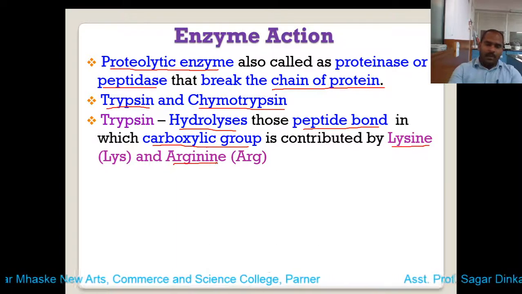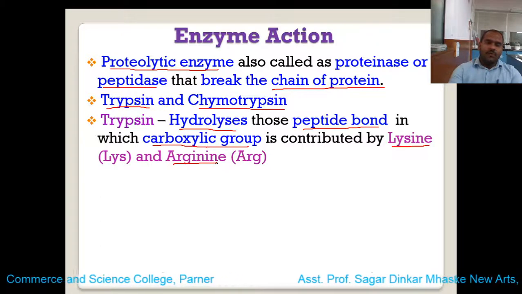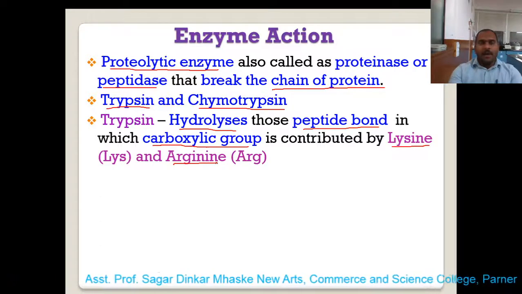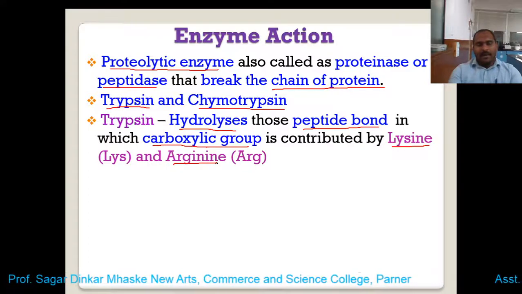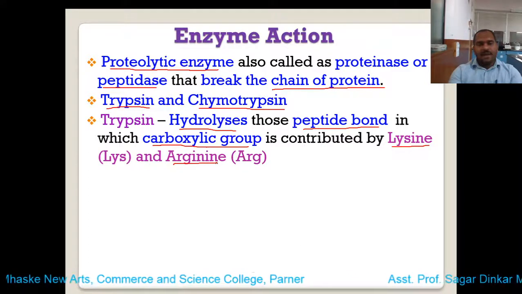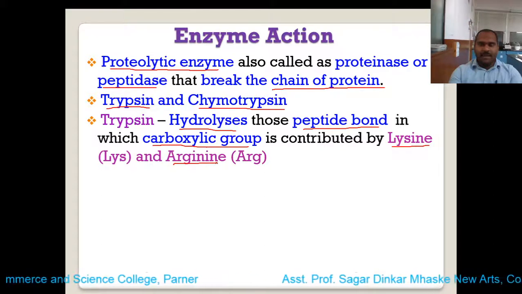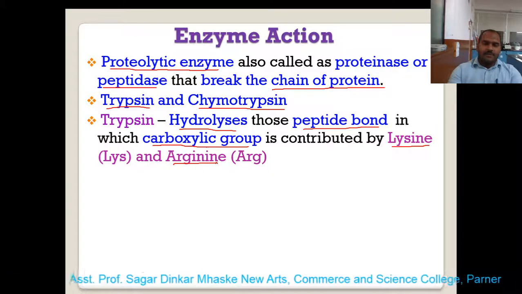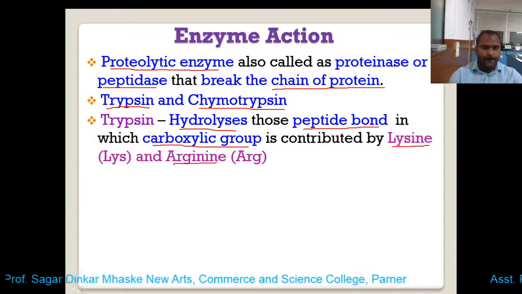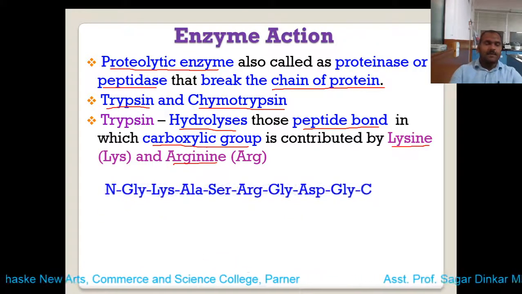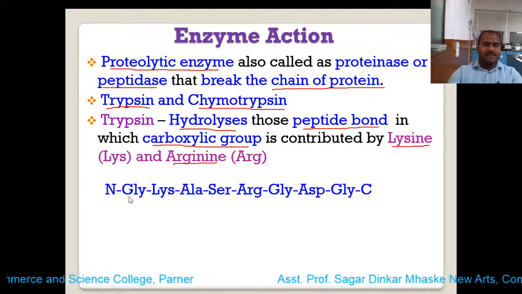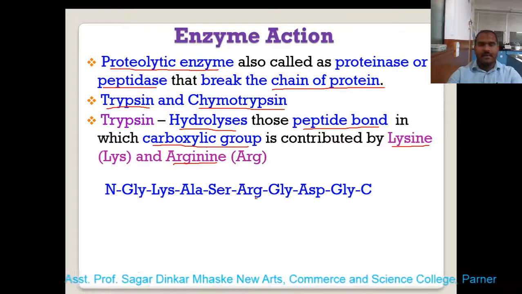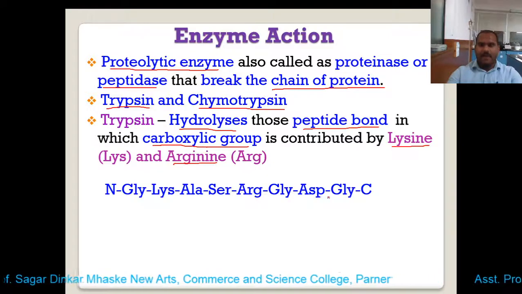So when we have a polypeptide chain, and trypsin acts on it, it will only hydrolyze or break those peptide bonds in which the carbonyl group is contributed by lysine and arginine. Only if the lysine or arginine carbonyl group is present in the peptide linkage will trypsin act on it and break down the polypeptide chain. So let's consider an example. Let's consider a polypeptide chain given as glycine, lysine, alanine, serine, arginine, glycine, aspartate and glycine.